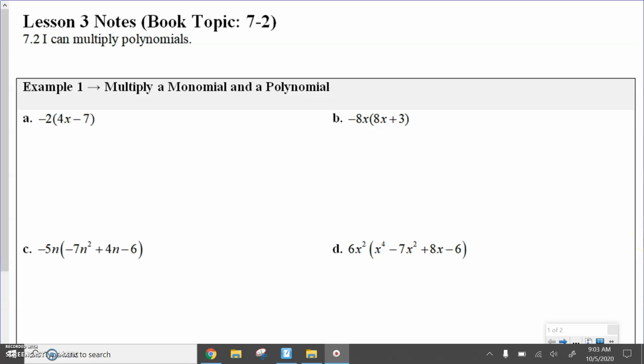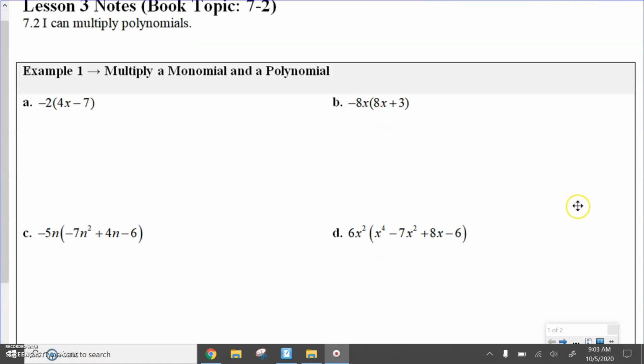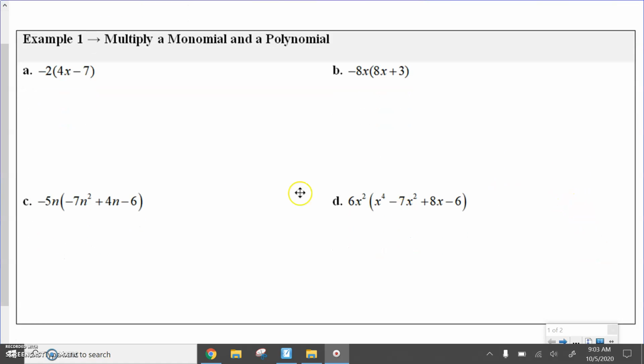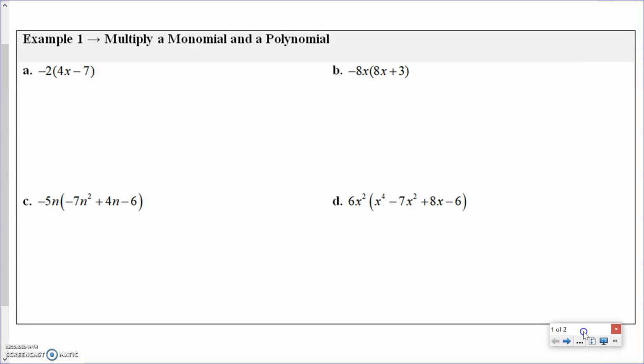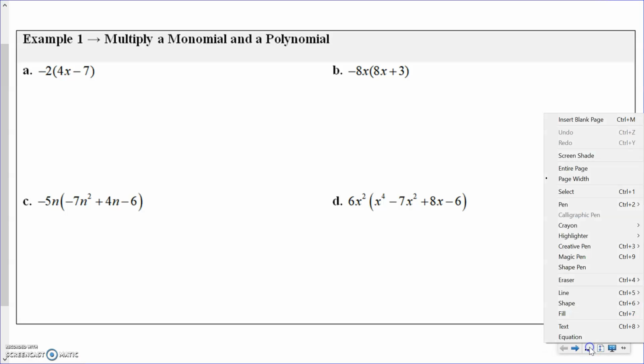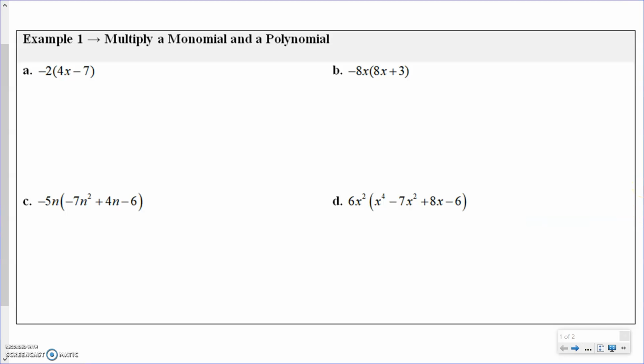Good morning. We're going to continue on with operations of polynomials, and lesson 3 focuses on multiplying polynomials, and specifically today we are going to look at multiplying a monomial with a polynomial. So when we do this, I'm just going to go back to addition and subtraction. When we did addition and subtraction, we combined our coefficients, or the numbers in front of the variables, but we did not change our terms with our exponents. The only time you're going to do that is when you're actually multiplying.